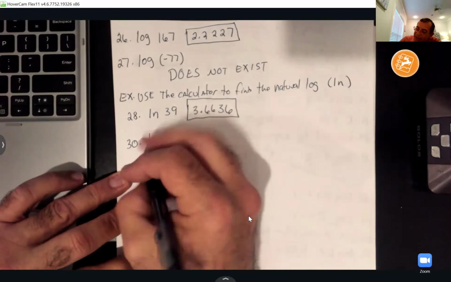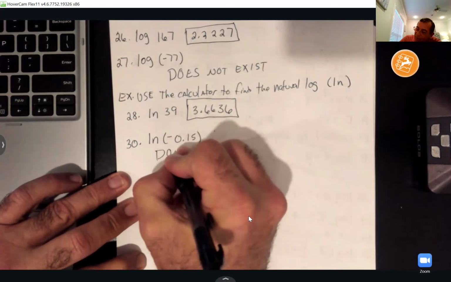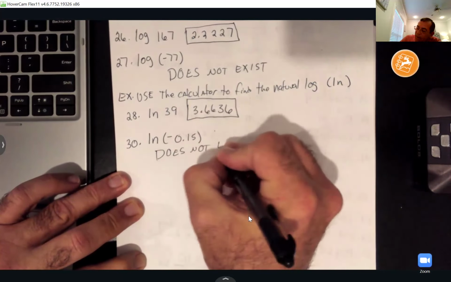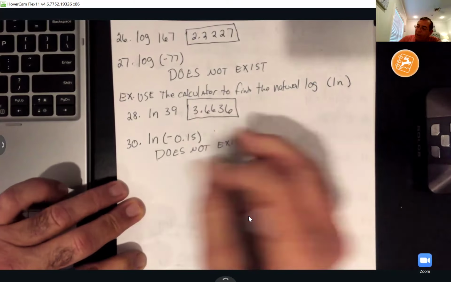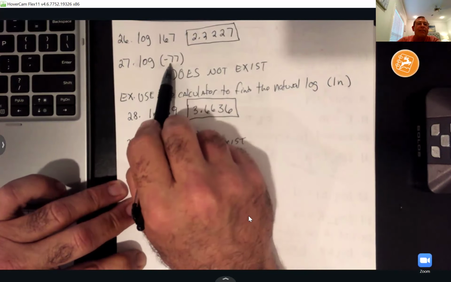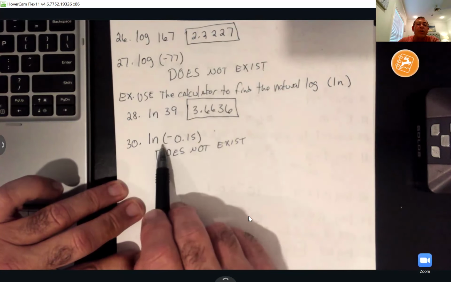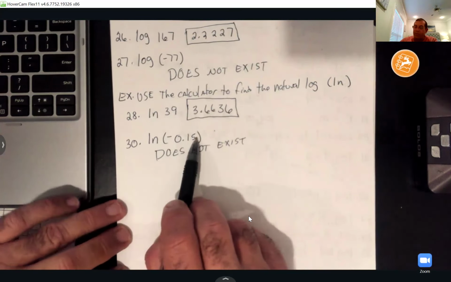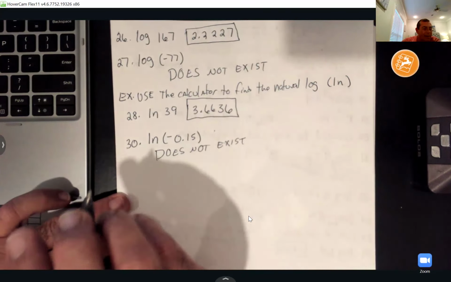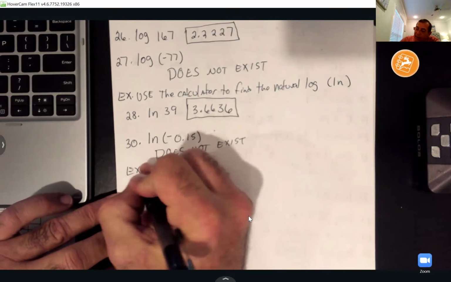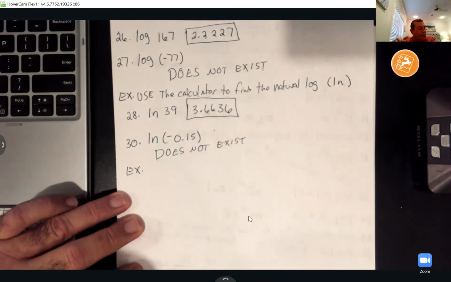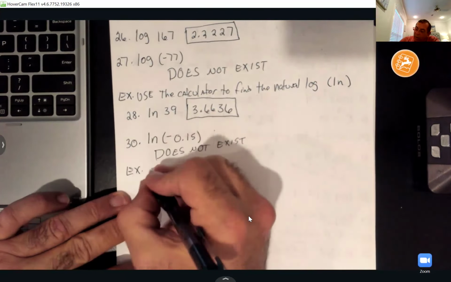All right, does not exist. Good job. So I can't turn 10s into negative 77s. I can't turn little e's into negative numbers, okay? All right, now 31 through 34.